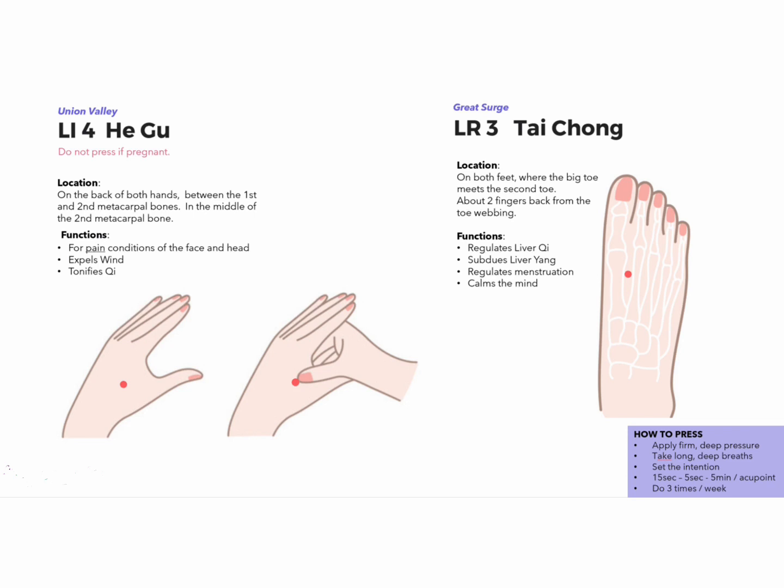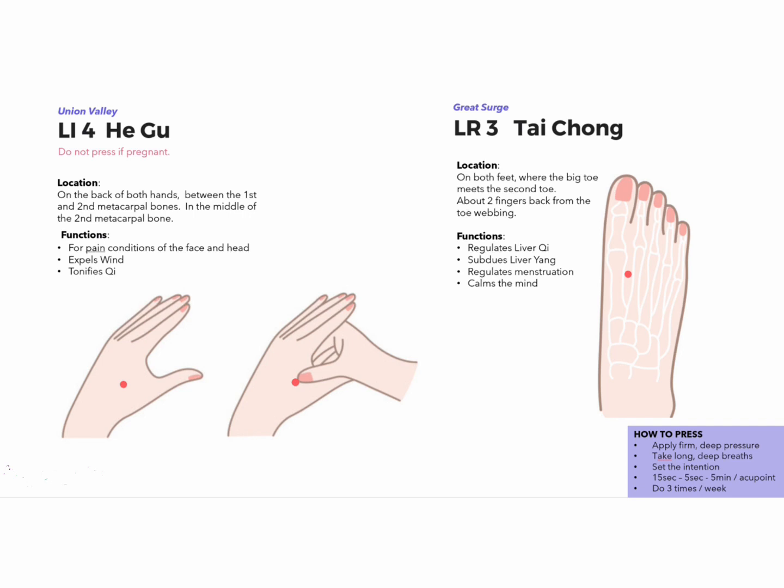For the wood element, two commonly used points, Large Intestine 4, Hegu, and Liver 3, Taichong, which are also known as the four gates, are used to ensure the smooth flow of liver qi. When pressing the points, remember to apply firm and deep pressure. Take long and deep breaths while pressing. Set the intention and focus your energy on the point that you are pressing. Press firmly for 15 seconds, followed by 5 seconds release, and continue for about 5 minutes for each point.